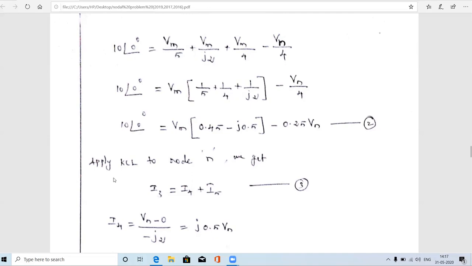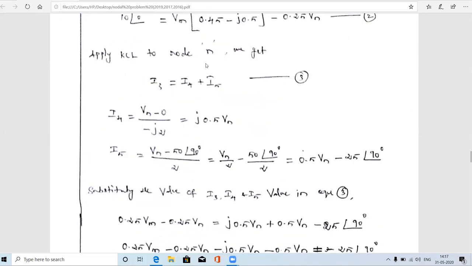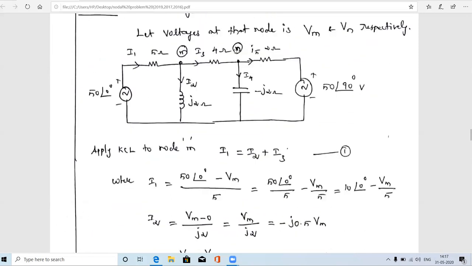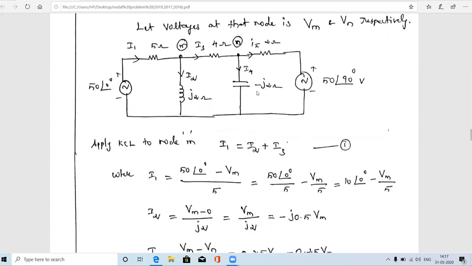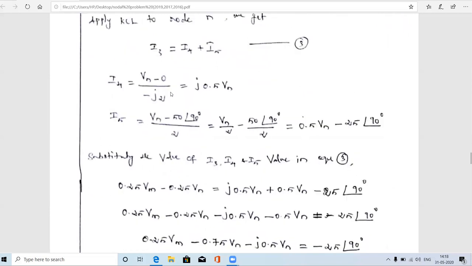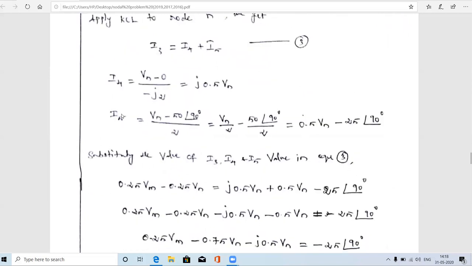Similarly, we have to apply Kirchhoff's current law to node N. Looking at the diagram, for node N, I3 is an incoming current, I4 is an outgoing current, and I5 is an outgoing current. So I3 equals I4 plus I5. We have to find the values of I3, I4 and I5.